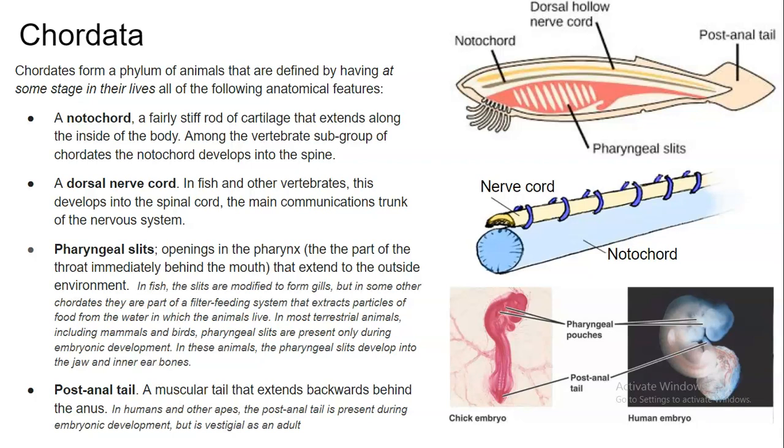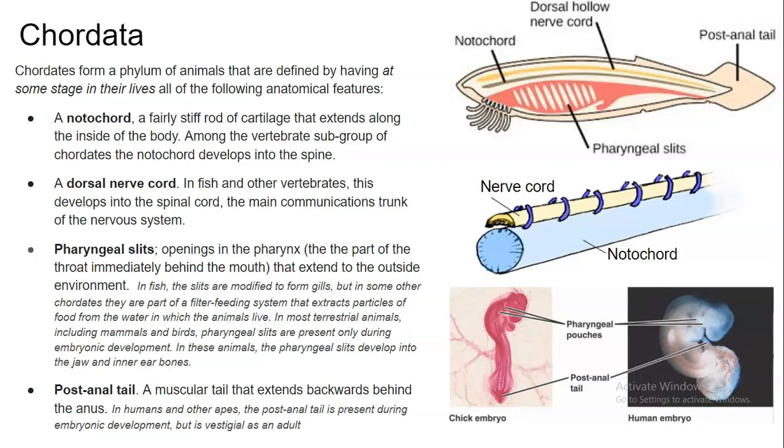Pharyngeal slits, which are openings in the pharynx. This is the part of the throat immediately behind the mouth, and these slits extend to the outside environment. In fish, these slits are modified to form gills, but in a lot of other chordates, they become part of a filter feeding system. In most terrestrial animals, like us, the pharyngeal slits are only present during embryonic development, and those pharyngeal slits develop into our inner ear bones and jaw.